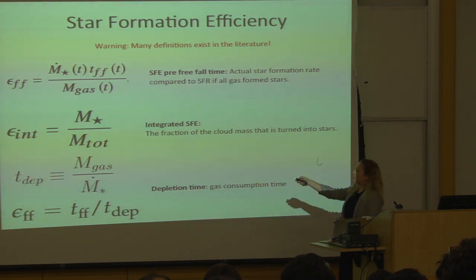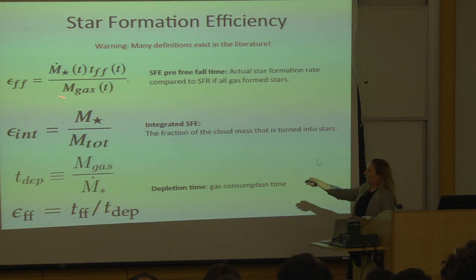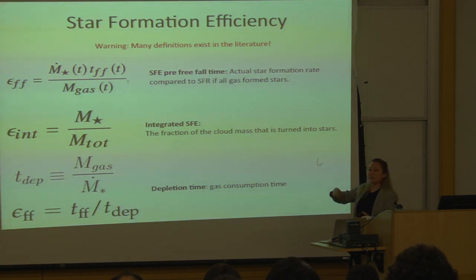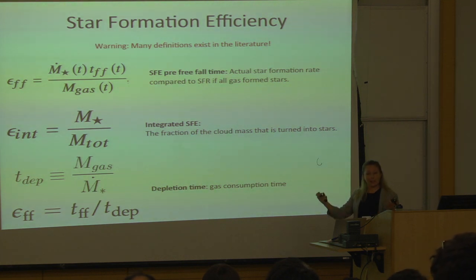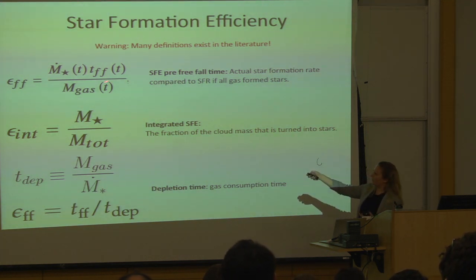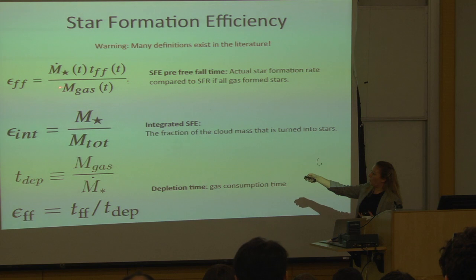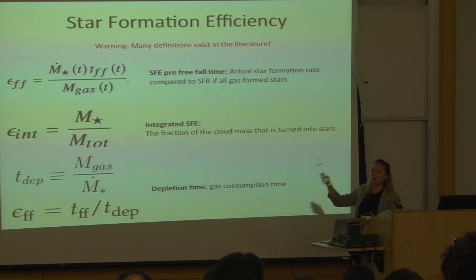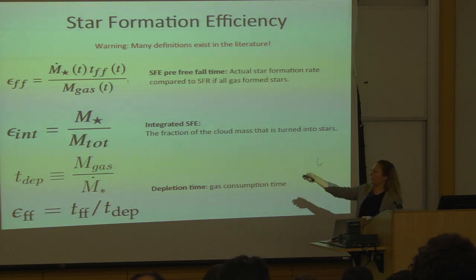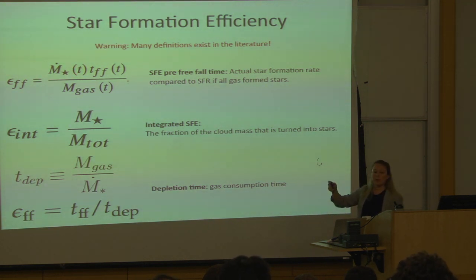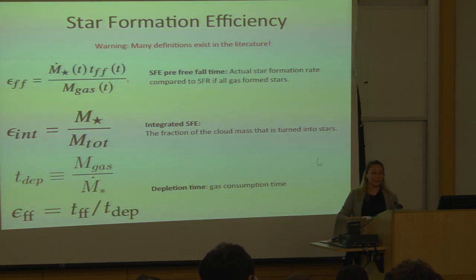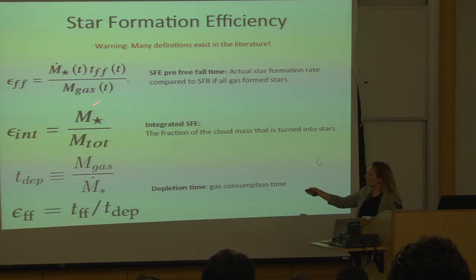Basically, you can just think of this as, I have some cloud of gas with some mass. It has some characteristic size, which sets a characteristic density. So that gives it a free fall time, right? And then I measure some actual star formation rate in that cloud. So that's this M dot star here. The efficiency, then, is the comparison of the actual star formation rate to the idealized rate if all the gas collapsed on its free fall time. Okay, that's the star formation efficiency per free fall time. And I've written it here in words.